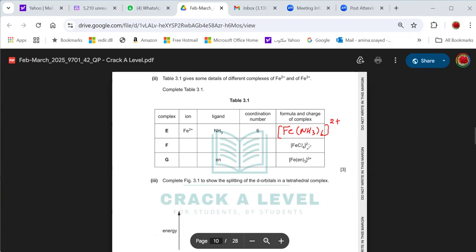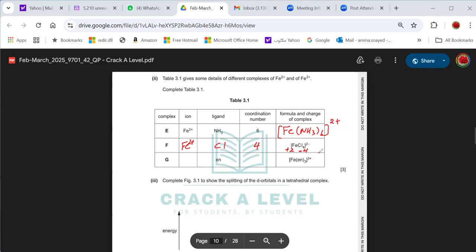Now here we have FeCl4 minus 2. So this means that here we have chlorine minus 4, because we know that every chlorine is negative 1, which means that the charge on the iron here is positive 2. So this means that we start with iron 2 positive. And since 4 chlorides are formed in this complex, it means that the ligand is the chlorine atom. And since 4 chlorine atoms bonded to the iron, the coordination number is 4.